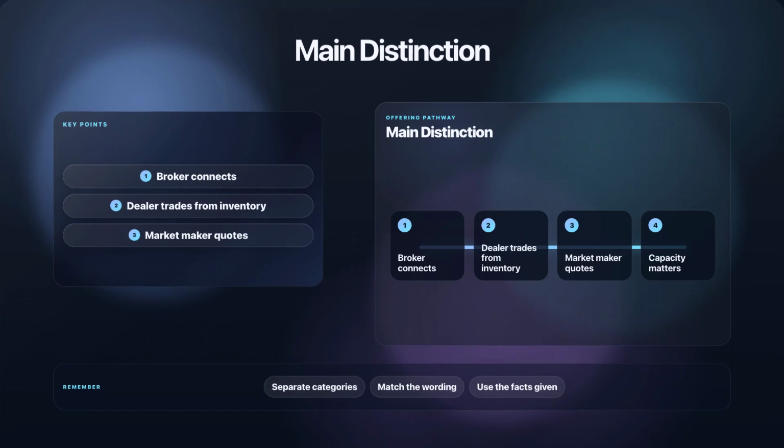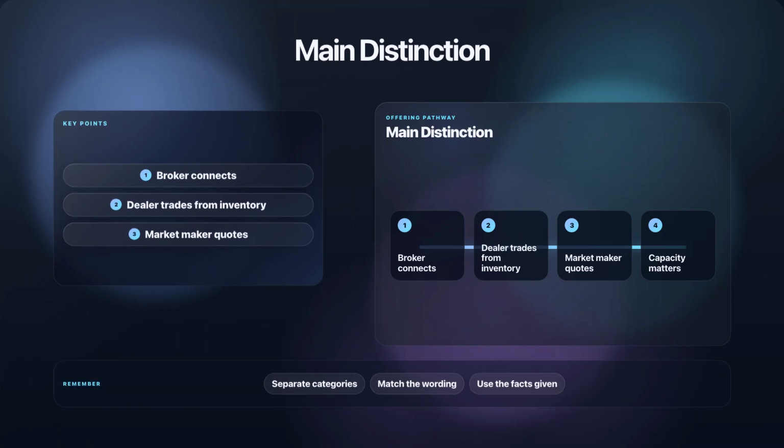The main distinction to remember is this: broker connects. Also remember that dealer trades from inventory. SIE distractors often sound familiar, but the correct answer depends on the exact category described in the question.